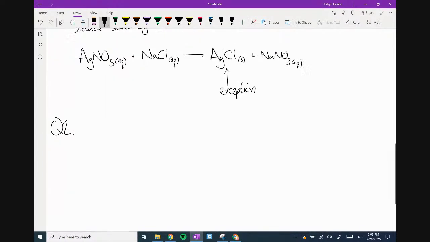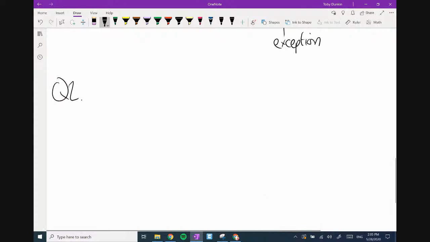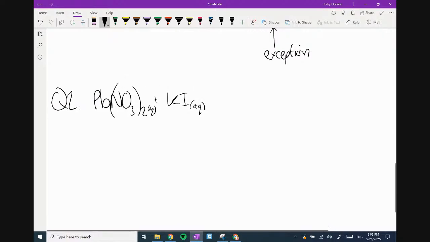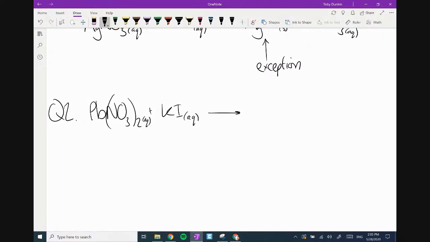Question number 2. Let's do lead nitrate. Rule: all nitrates are soluble. Lead nitrate plus potassium iodide. All group 1s are soluble. That's a great rule, isn't it? Everything's soluble. Right, we're going to switch the metals. This is a double displacement, by the way. Swap the metals. Potassium nitrate. Soluble. All nitrates are soluble. No exceptions to the rules.